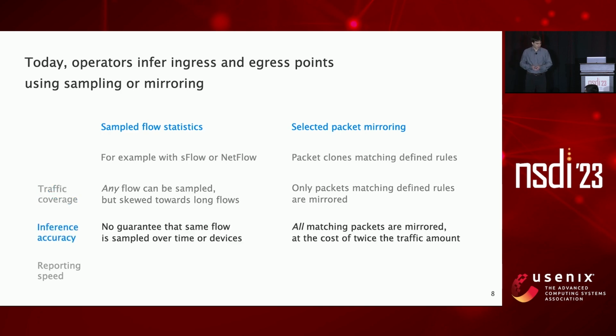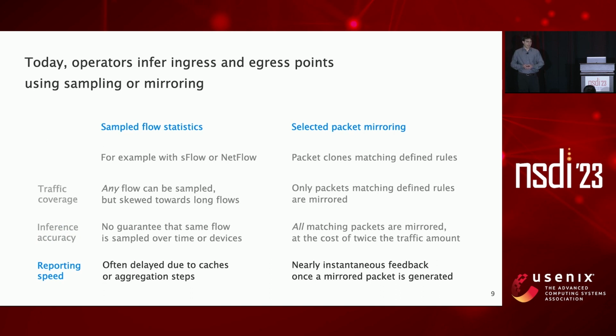Looking at accuracy, sampling, if we are lucky that we sample a flow, is great, but we might never sample the same flow again or not on different devices. Whereas if we have a precise mirroring rule installed, we would get all the traffic that matches this rule, but at a very high cost. Basically, all the traffic that matches the rule is doubled because all the traffic is cloned and forwarded to some collector.